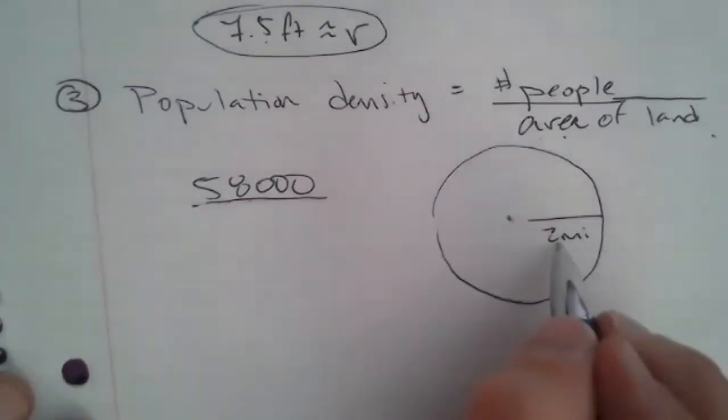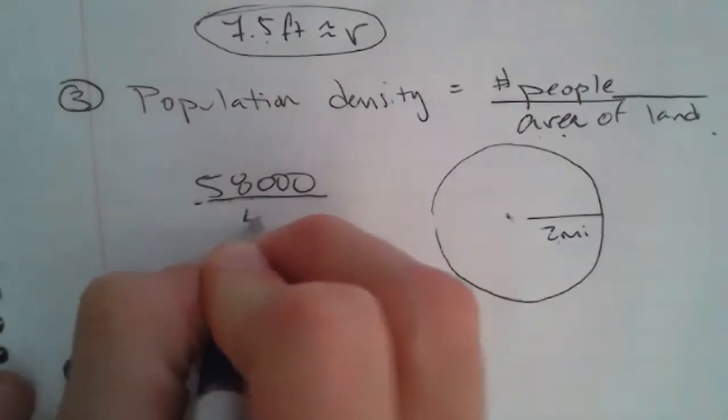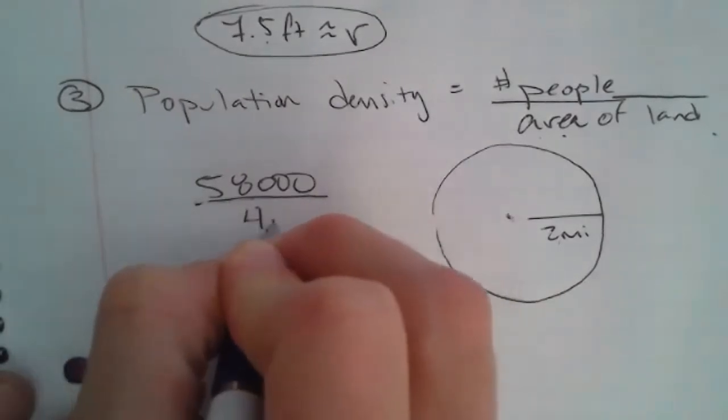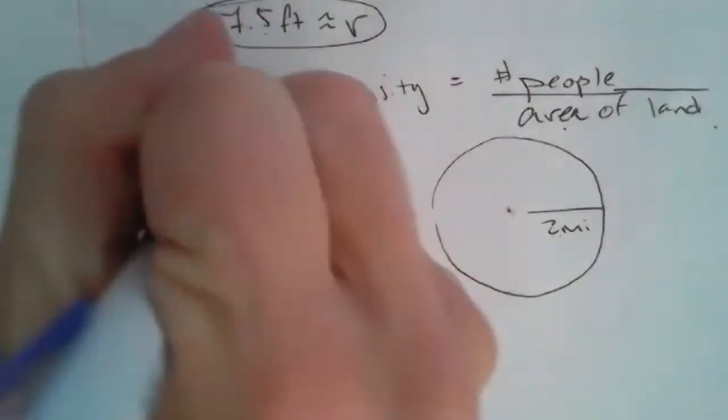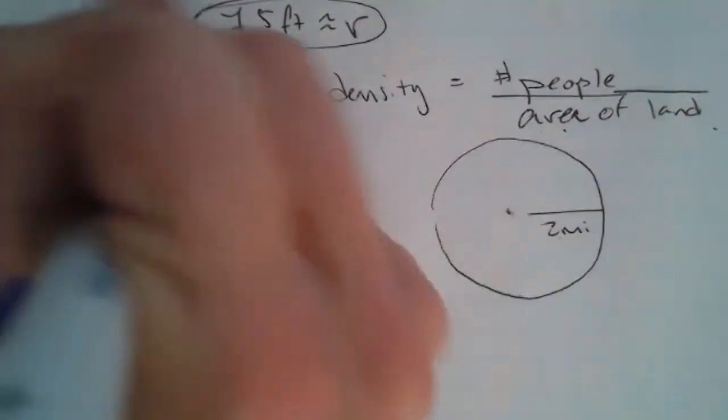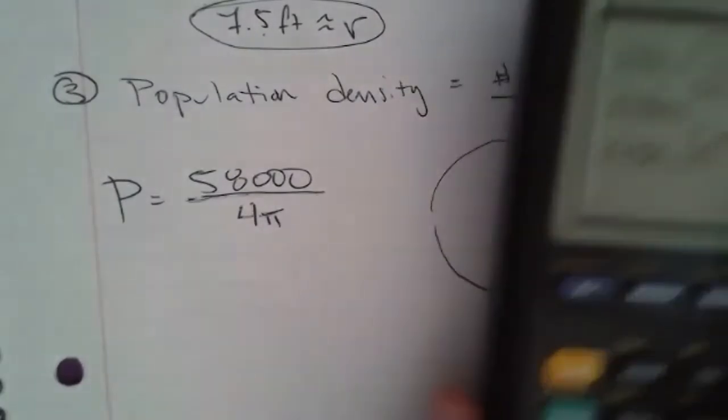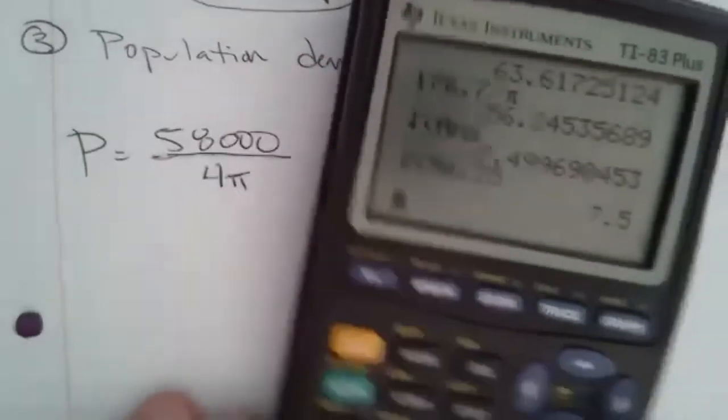So what is the area of the land that these 58,000 people inhabit? Well, if we want to get area, we know the radius. It's pi r squared. What's 2 squared? It's 4. What's 4 times pi? Well, right now it's just 4 pi. And I'm going to write P for population density. So let's take a look.